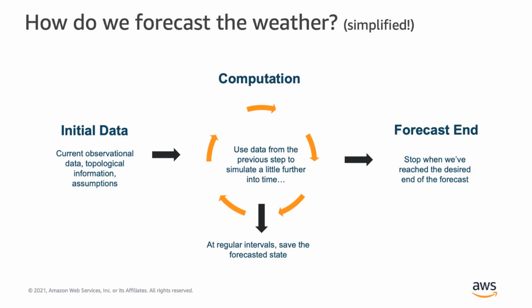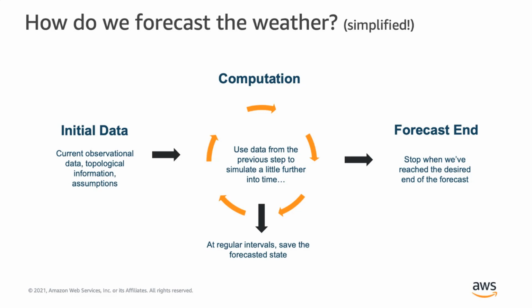So we have to feed it excellent initial data, which is generally provided by weather stations around the world, as well as other information that's useful to help predict future conditions, such as topological information, right? If something is in a canyon or there's a giant mountain in front of something, that will heavily impact what happens to it in the future.